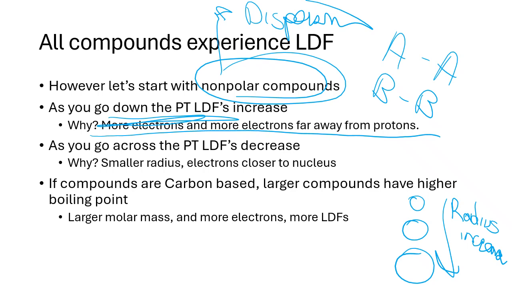However, as we go across the periodic table, there's a smaller radius, even though there's more electrons, so dispersion forces decrease because the electrons are closer to the protons.